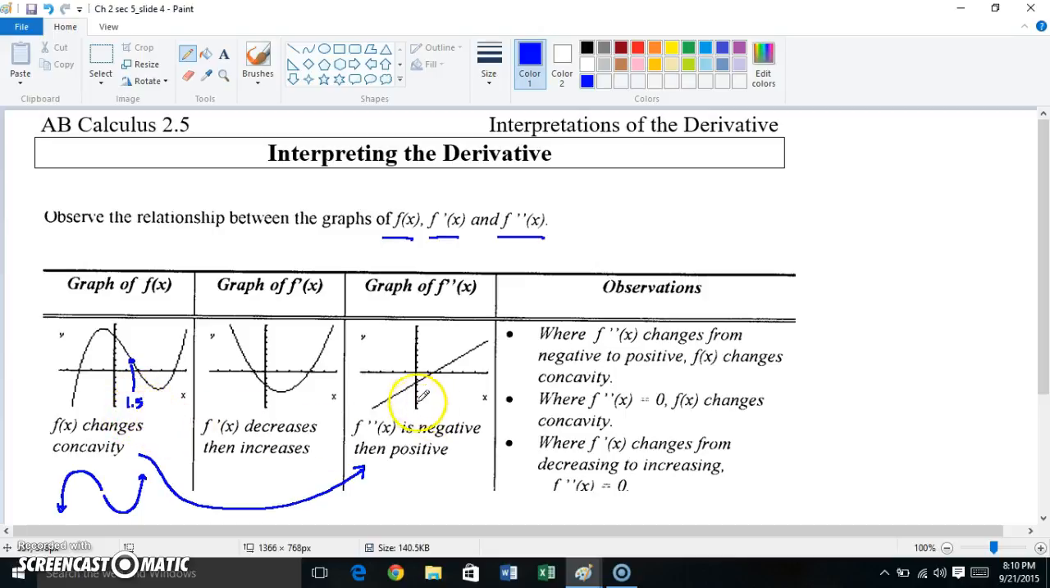All right, and let's take a look at our second derivative where it crosses the x-axis. Looks like it's about at x equals 1.5. Okay, and notice our second derivative here is negative. Remember from our last example, when the second derivative was negative, our graph was concave down.